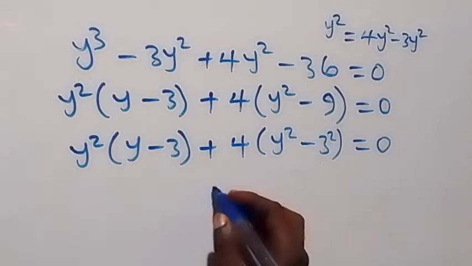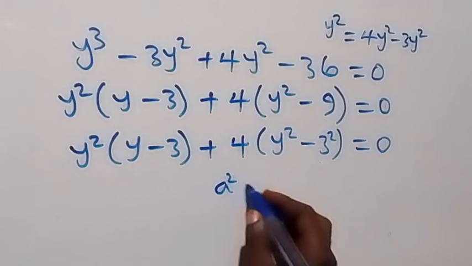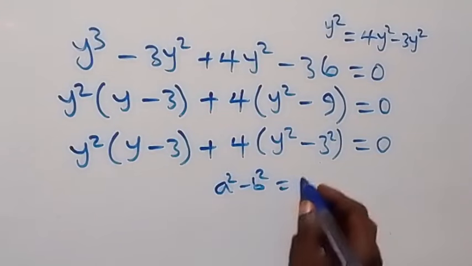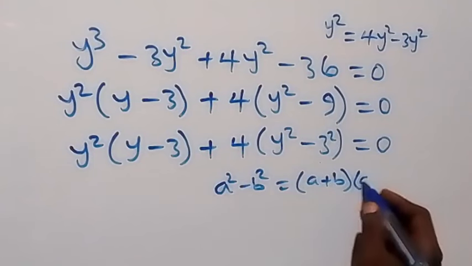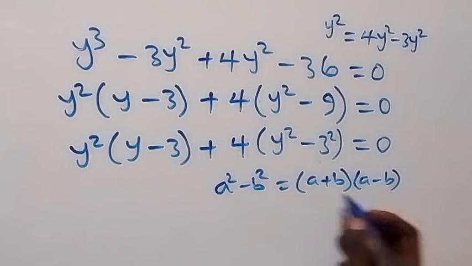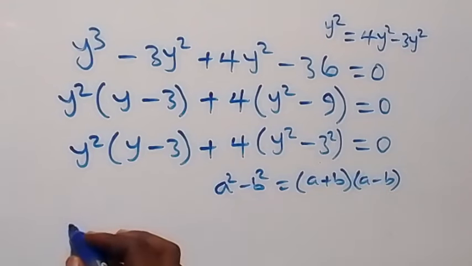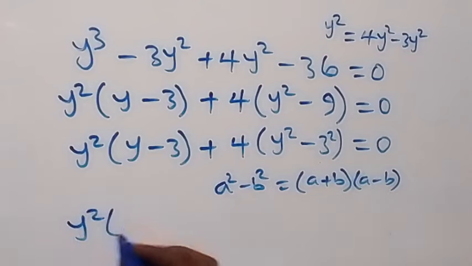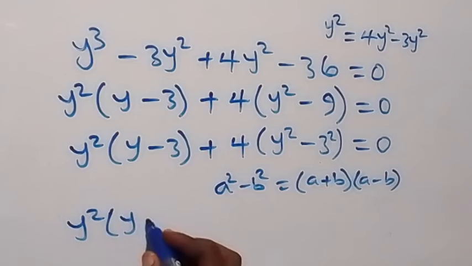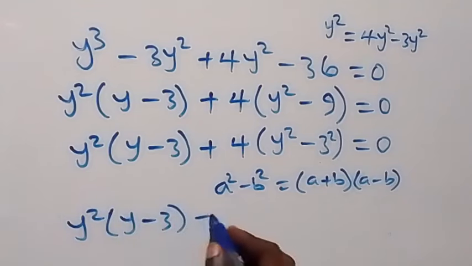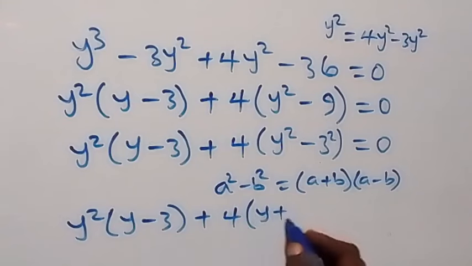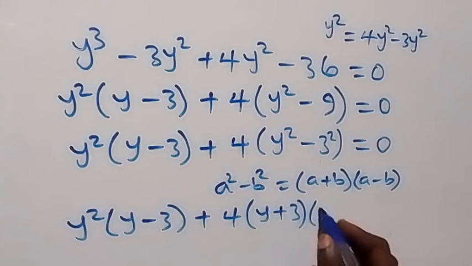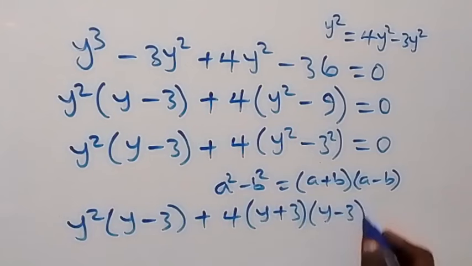Then here, using the difference of two squares, a squared minus b squared is giving us a plus b multiplied by a minus b. That is, here becomes y squared into bracket y minus 3, then plus 4 into bracket y plus 3, then into bracket y minus 3, now equals to 0.